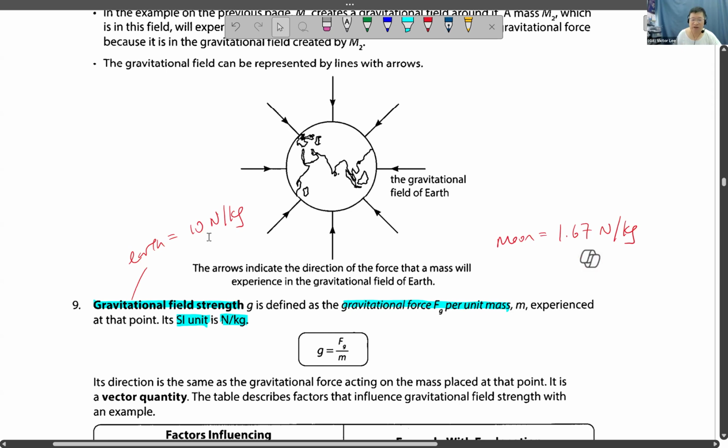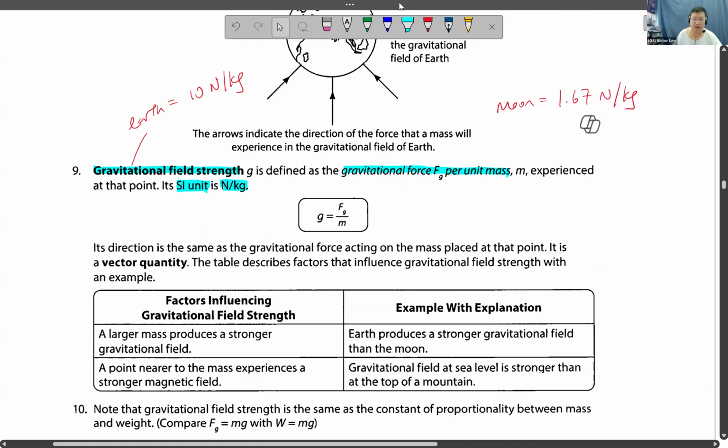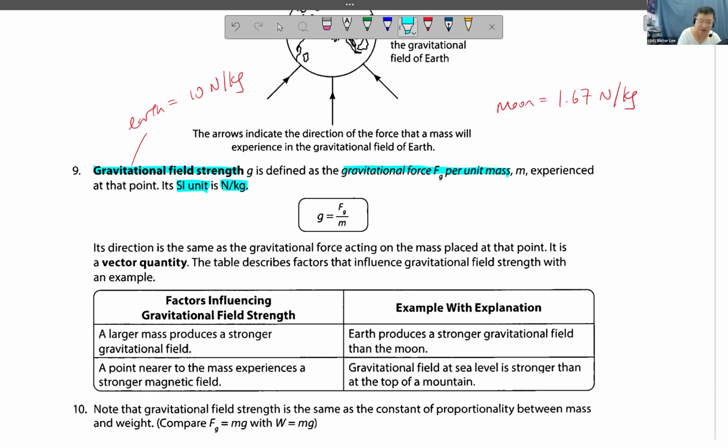Okay, so in other words, look carefully here. Earth has 6 times the gravitational field strength of the moon. That's all. Can I say that? Okay, so factors influencing gravitational field strength. First one is mass. The larger the mass, the greater the gravitational field strength. Second, nearer to the mass.